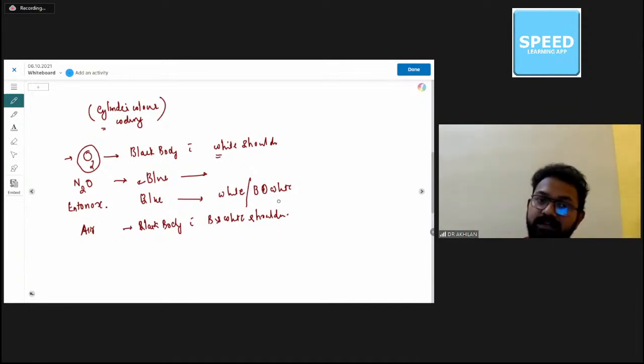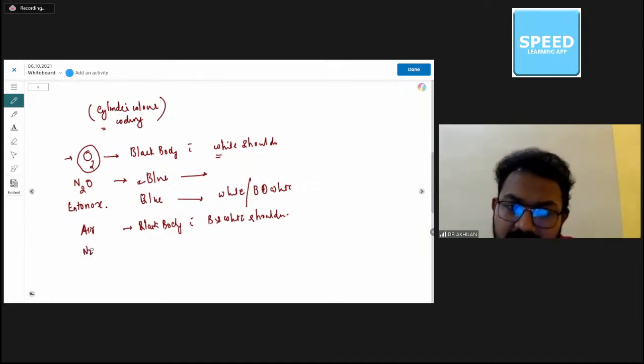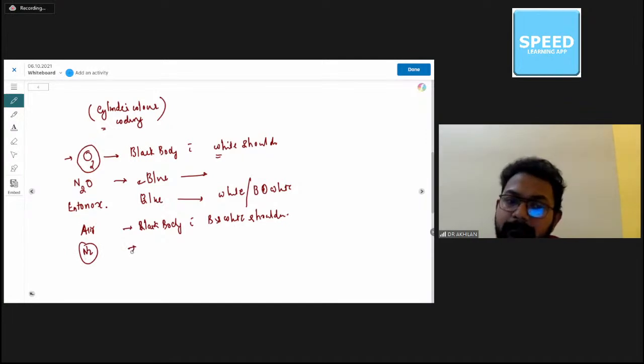Oxygen, black body with white shoulder. Air, black body with black and white shoulder. Nitrous oxide, blue body and blue shoulder. NOx, blue body with white and blue shoulders. I want to give you one more gas, nitrogen. Nitrogen is just black.